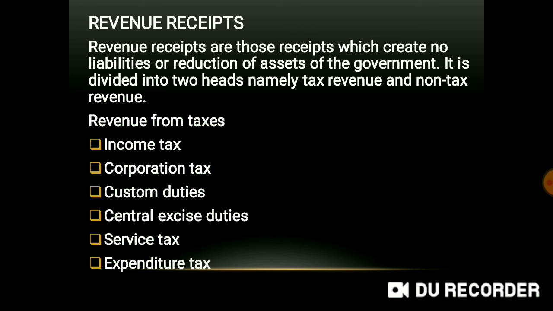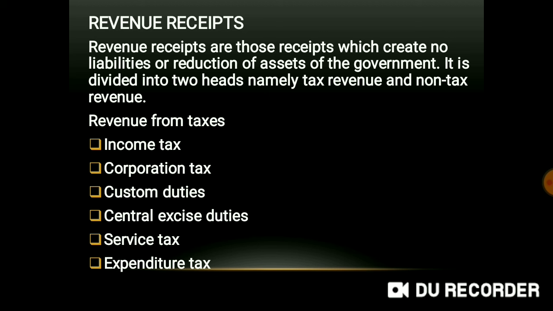Now let us understand what do you mean by revenue receipts. Revenue receipts are those income of the government which do not create any liabilities or which do not reduce the assets of the government. So it is that income of the government which does not create any loans for the government in the country, or it is that income which do not relate to any sale of the government property. So the sources of revenue receipts are the revenue from taxes and revenue from non-tax revenues.